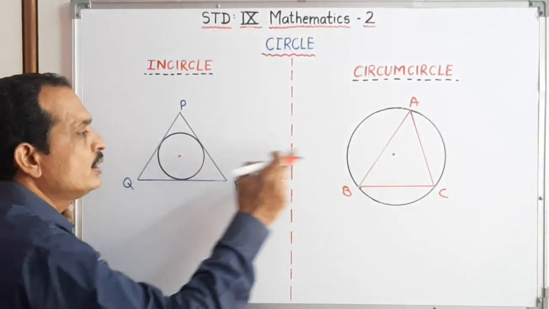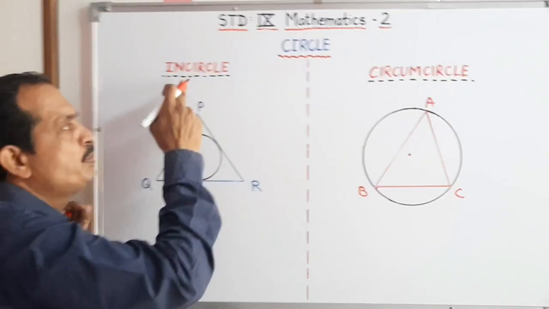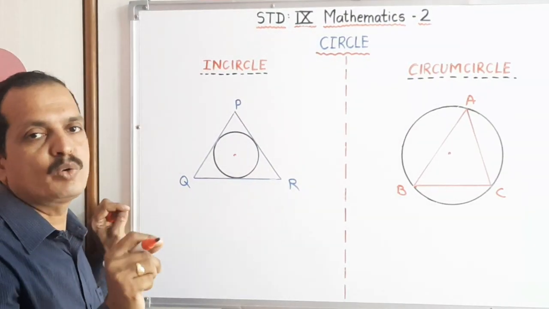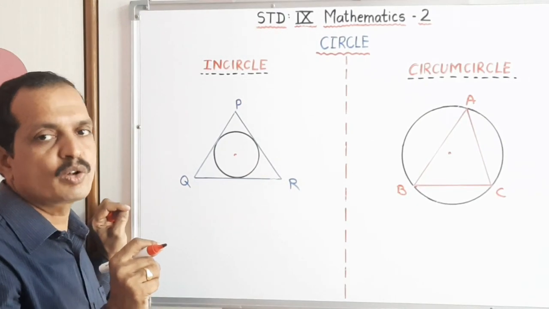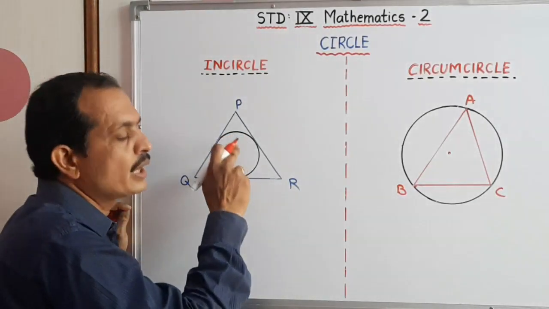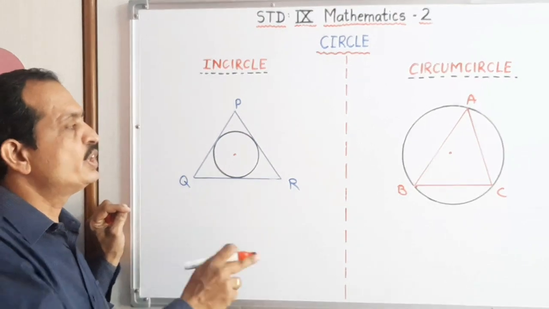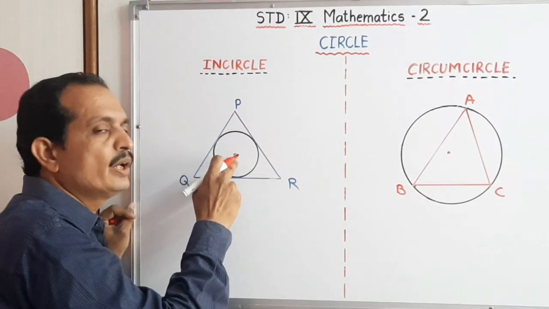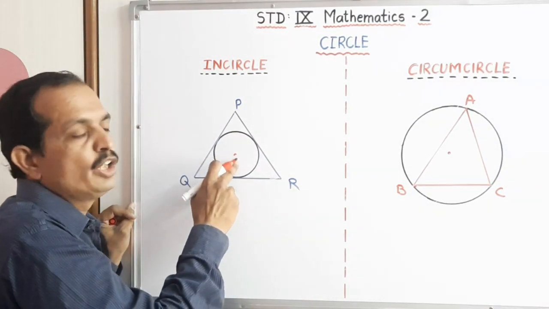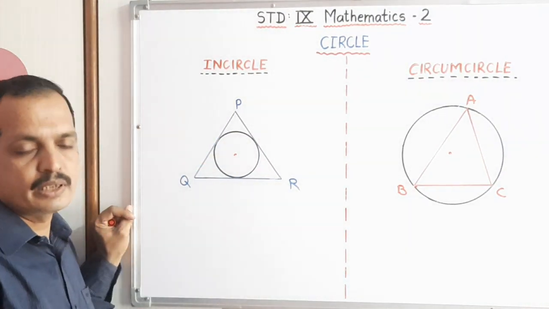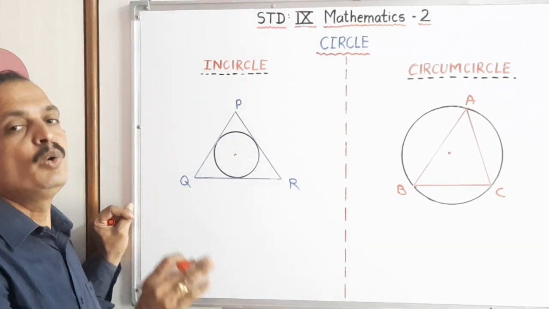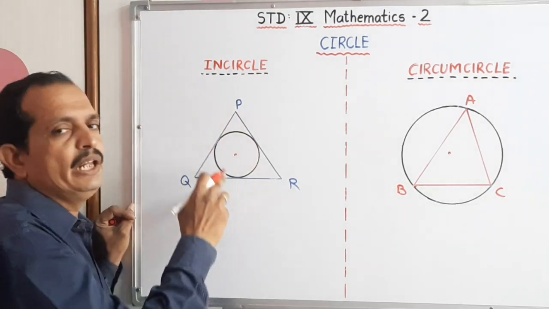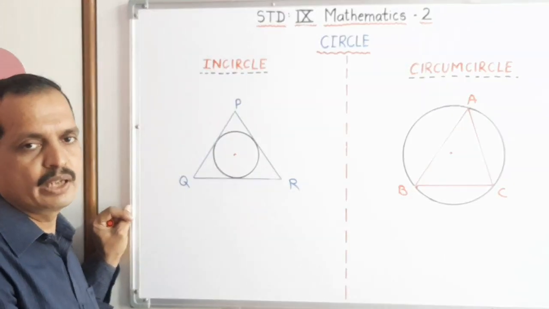For drawing any circle, it may be an incircle or it may be a circumcircle, we must know the center of the circle. Without knowing the center of a circle, we can't construct it. Therefore, dear student, to construct the incircle, first of all we have to find out the incenter. Now, to find out the incenter, what do we have to do? We have to construct the angle bisector of any two angles of a given triangle.